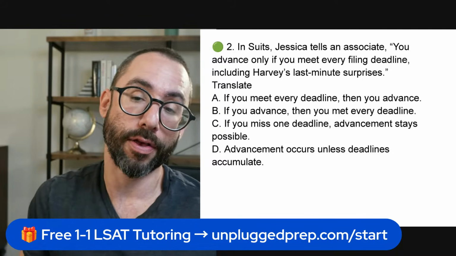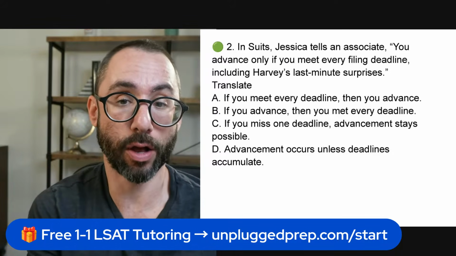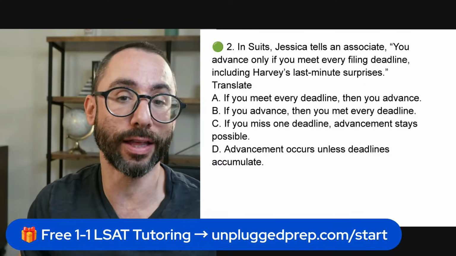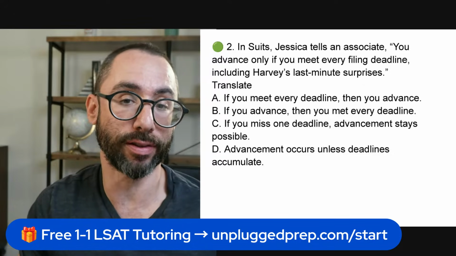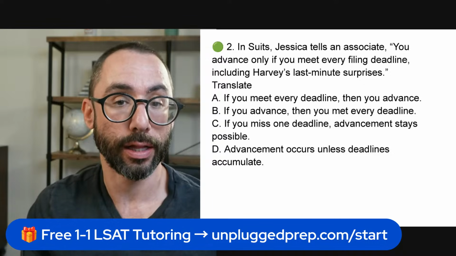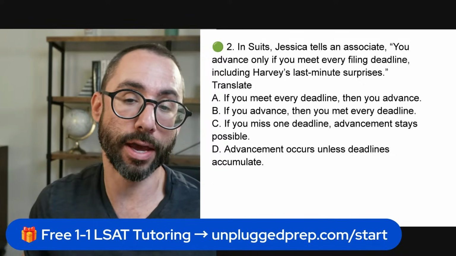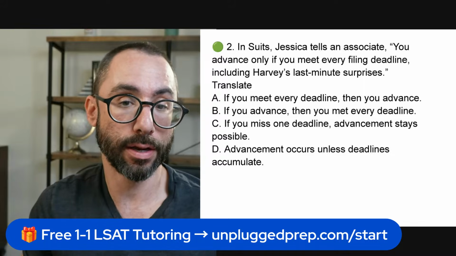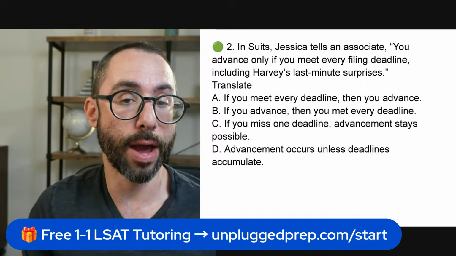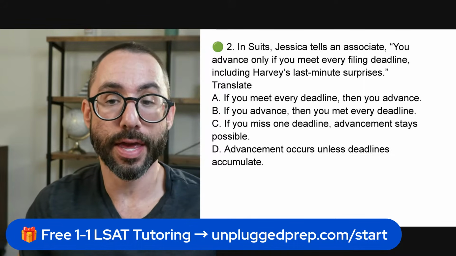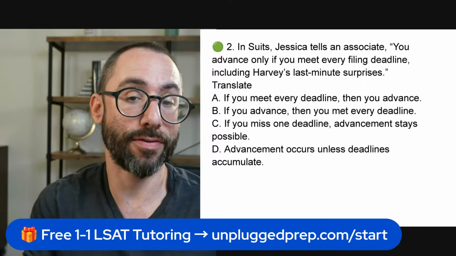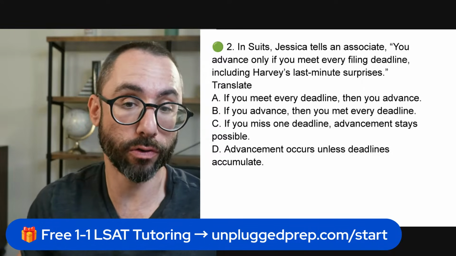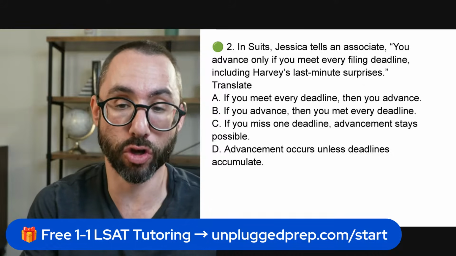Number two, in Suits, Jessica tells an associate, you advance only if you meet every filing deadline, including Harvey's last-minute surprises. Let's translate this statement. A, if you meet every deadline, then you advance. B, if you advance, then you met every deadline. C, if you miss one deadline, advancement stays possible. Or D, advancement occurs unless deadlines accumulate.